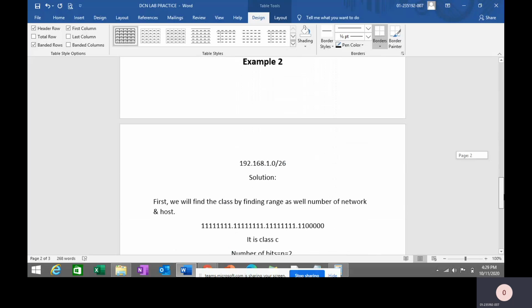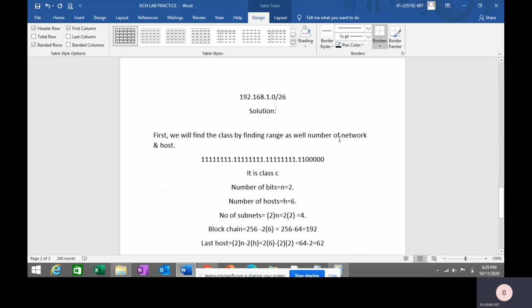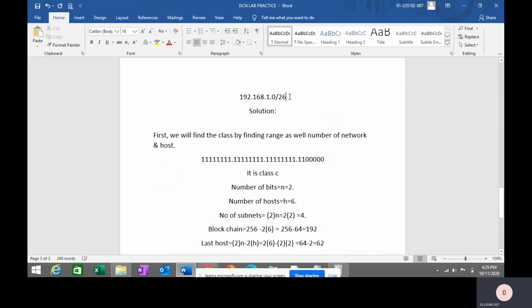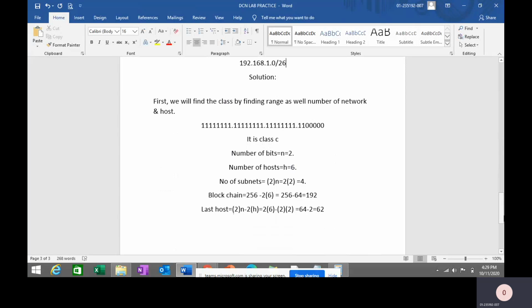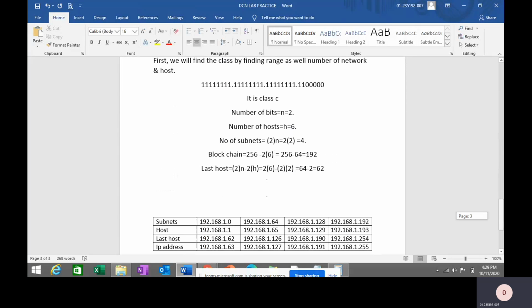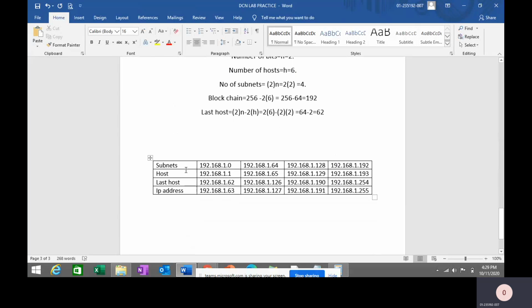Another problem is also solved here, in which we have 26 bits, meaning two bits of the host part are borrowed and converted to network part. So we will have four subnets, the block size will change to 64, and the last host will be 62. So this is how we will calculate.